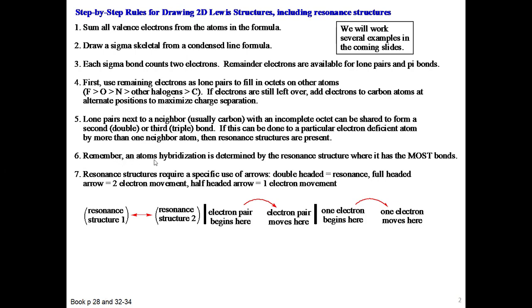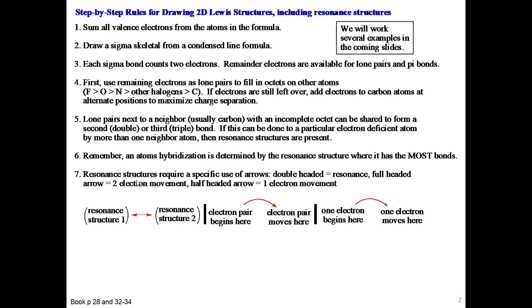So remember, an atom's hybridization is determined by the resonance structure where it has the most bonds. Where it has the most bonds, you'll be able to best see how many pi bonds are present. Now this could be kind of hard because this means you have to draw the resonance structures to be able to do that. And you might overlook a resonance structure, and if that was the case, then you might not be able to recognize the hybridization of a particular atom. So this is an important idea, but it does require some experience and some practice.